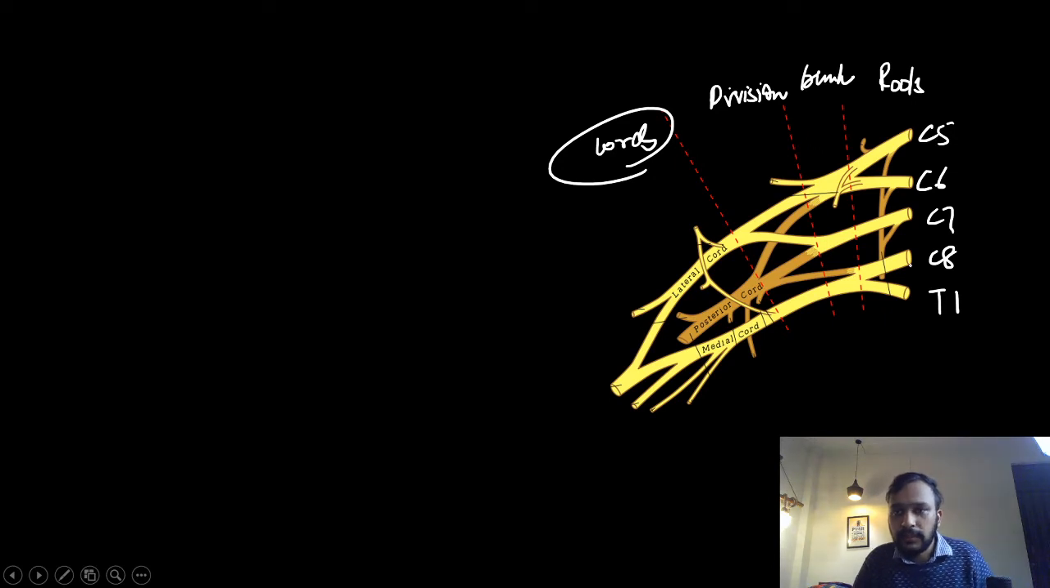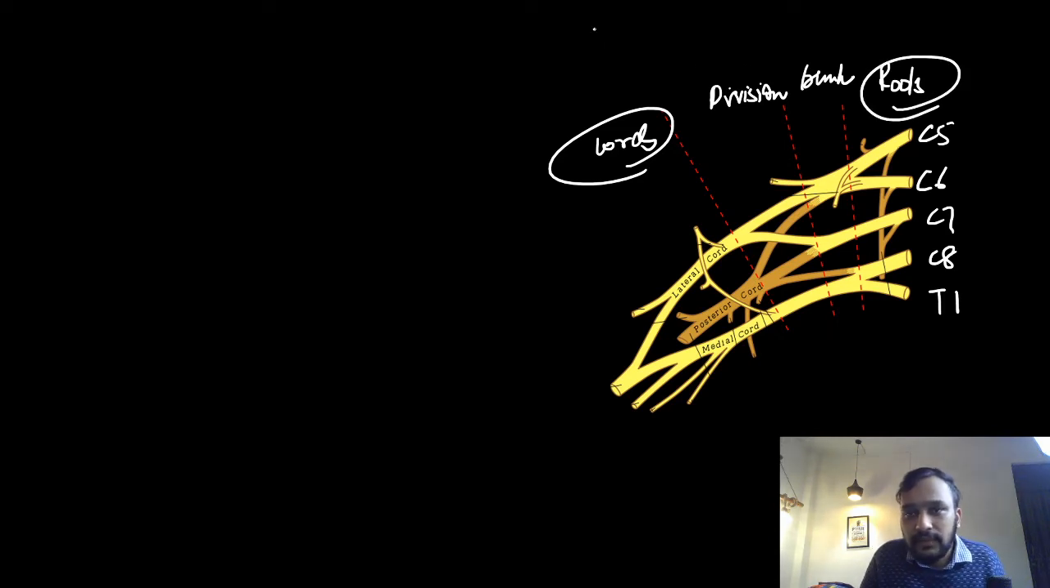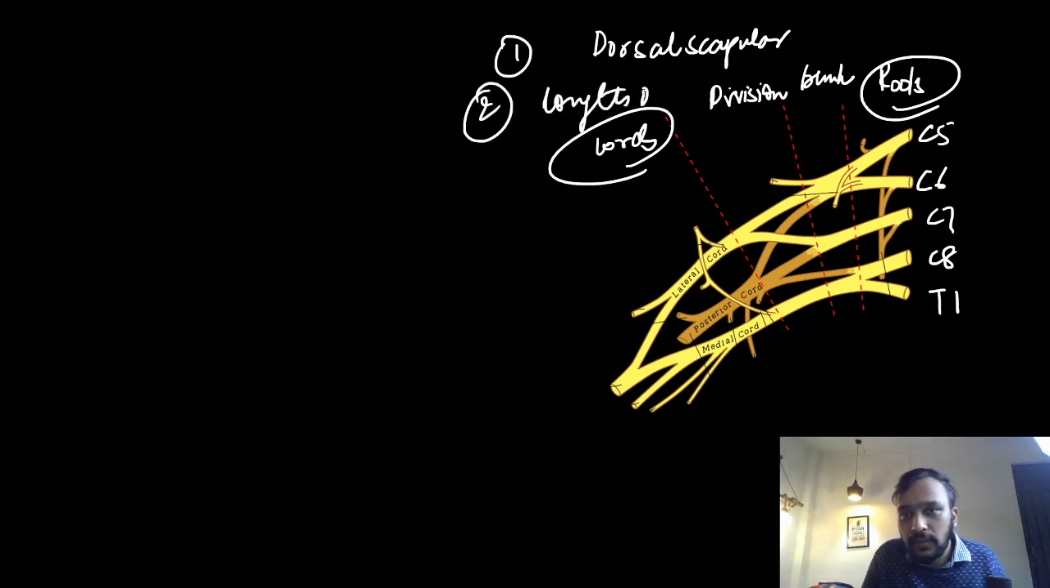So guys, what is important as far as brachial plexus is concerned, we should be knowing the various branches coming out from the various parts of the brachial plexus. So there are two important branches coming out from the roots. That is your dorsal scapular nerve and you have your long thoracic nerve coming out from the roots. So we all know your dorsal scapular nerve is going to supply your rhomboids and your long thoracic nerve is going to supply your serratus anterior.